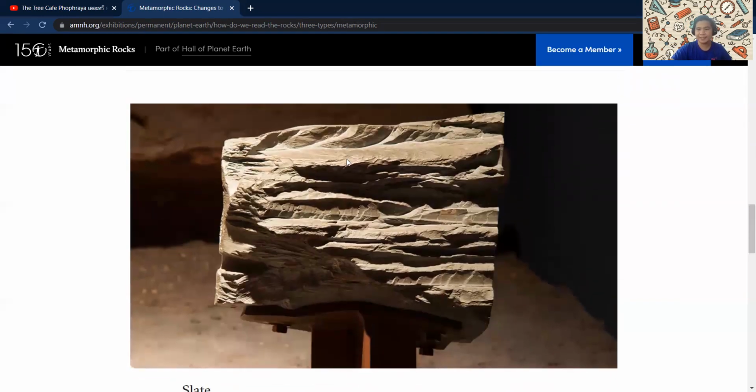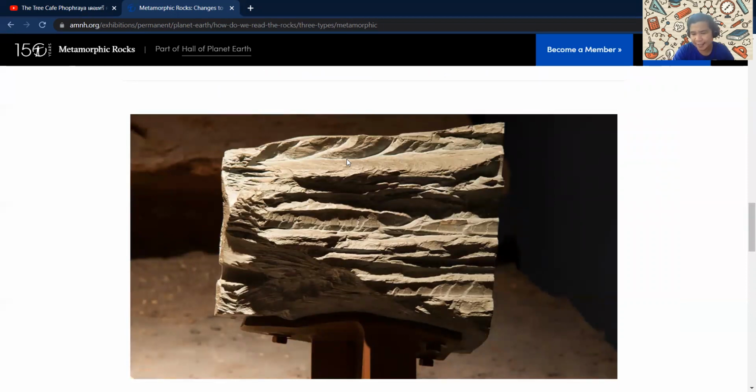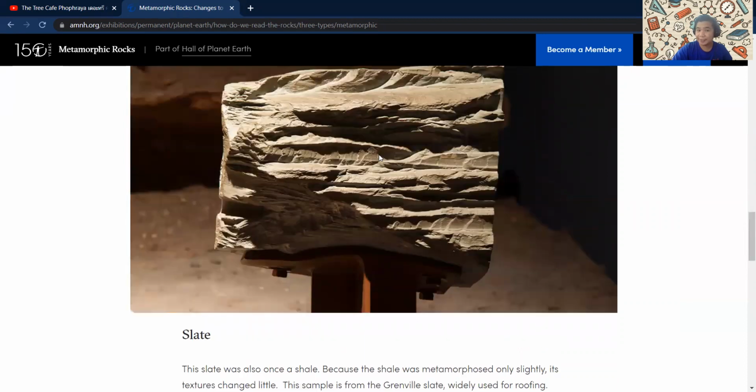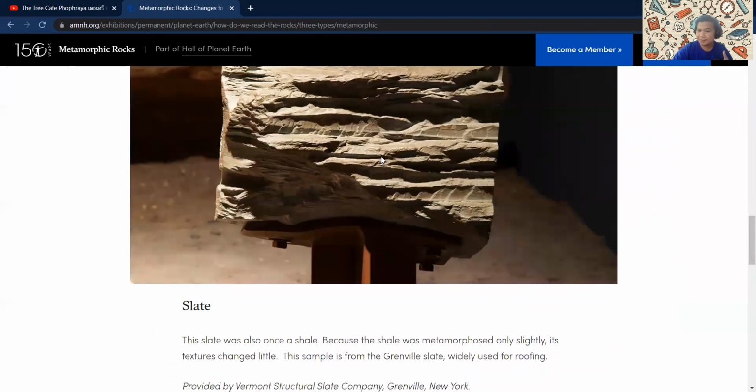Next, slate. Oh, this rock looks like it has a lot of markings. This slate was once a shale. Oh, another shale. Because the shale was metamorphosed only slightly, its texture changed little. It is widely used for roofing.